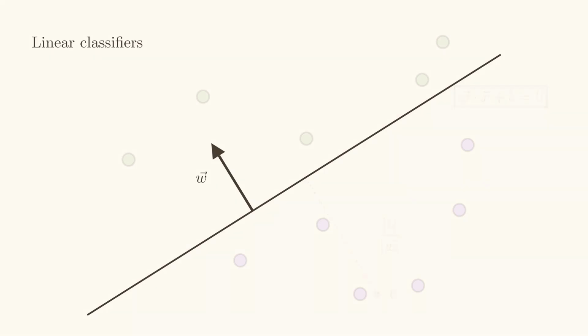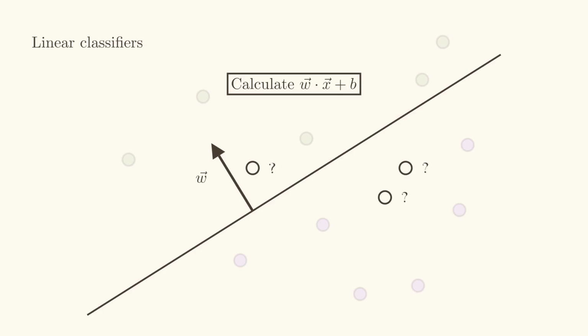Once we have found the best values for w and b, we can classify new samples by plugging the feature values into the equation. Depending on the sign of the result, we know on which side of the classification border the sample is located and can make the according classification prediction.